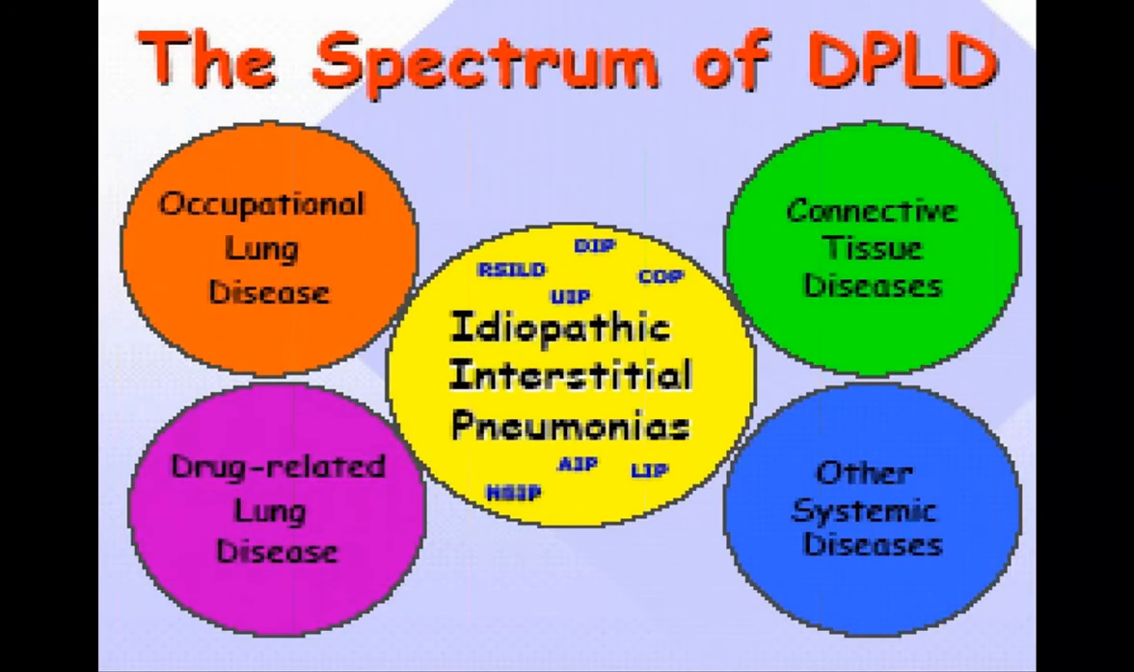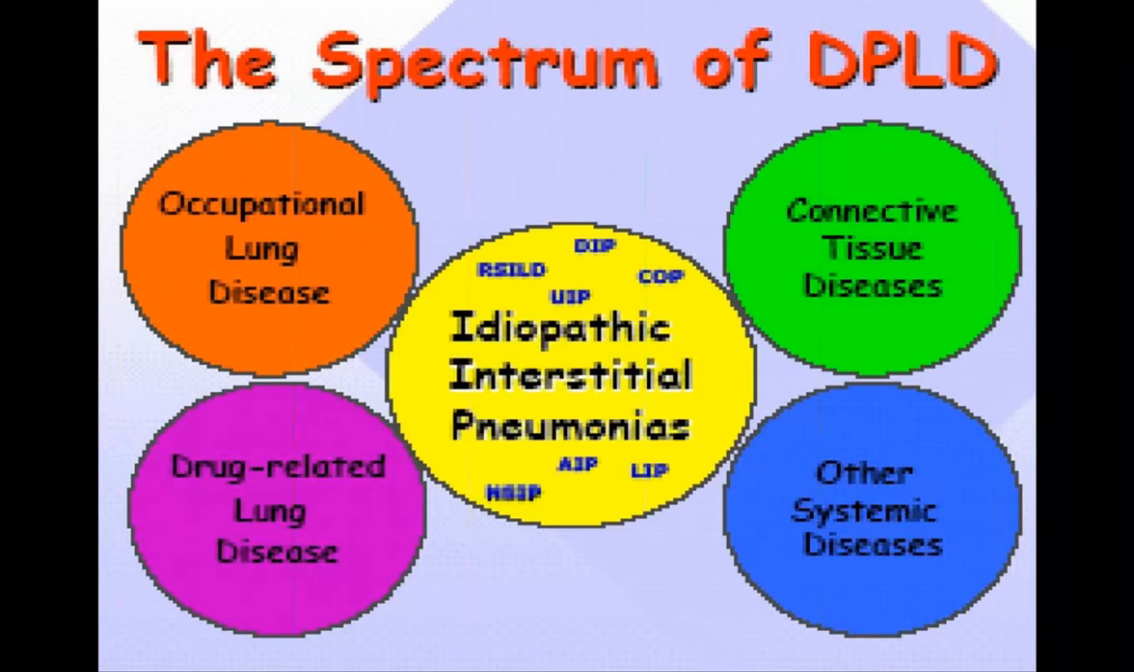Spectrum of interstitial lung disease or diffuse parenchymal lung diseases. There are many groups of diseases included: occupational lung disease, drug-related lung disease, idiopathic interstitial pneumonias, connective tissue disorders, systemic diseases. Idiopathic interstitial pneumonias are divided into usual interstitial pneumonia, non-specific interstitial pneumonia, lymphoid interstitial pneumonia, acute interstitial pneumonia, respiratory bronchiolitis associated ILD, desquamative interstitial pneumonia. There are many subdivisions.